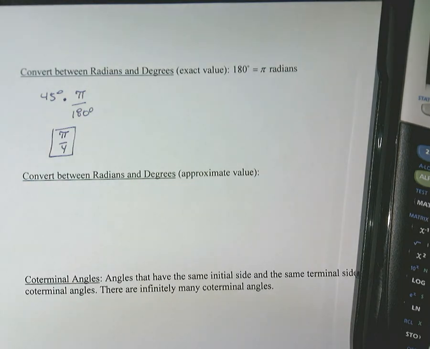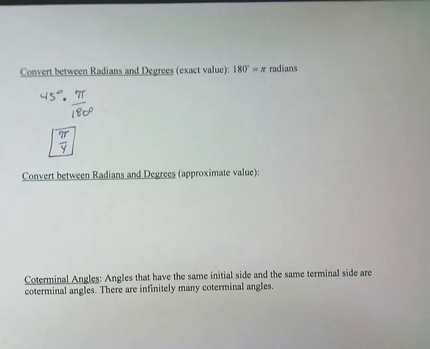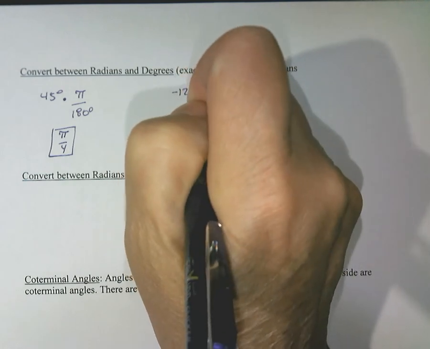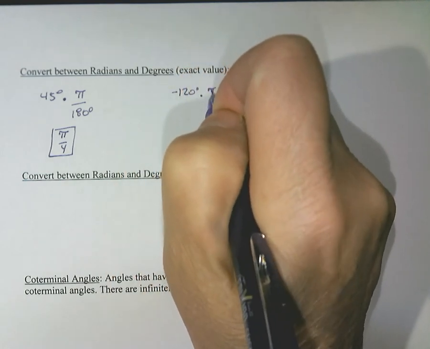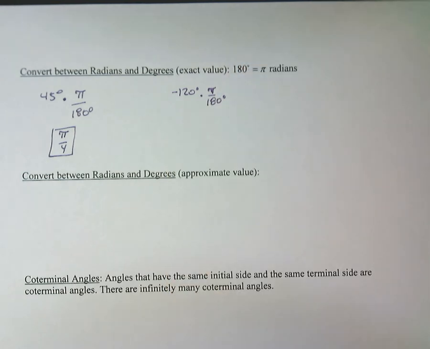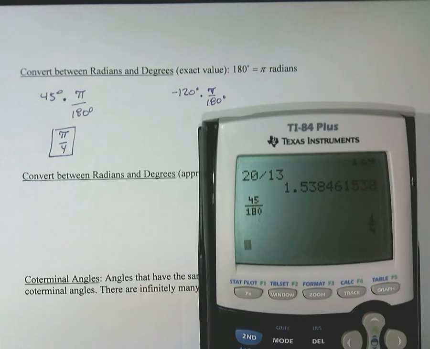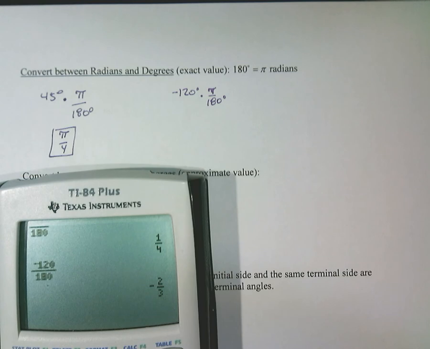If you have the pi symbol, it's understood that the units are radians. So you have to be very careful when you're using units in this section. If it's in degrees, you must use the degree symbol. If you don't use the degree symbol, it's assumed that you're using radians. If I wanted to look at negative 120 degrees, I multiply that by pi and divide by 180 degrees. So negative 120 divided by 180, calculator will reduce it for me. So negative 2 pi over 3.